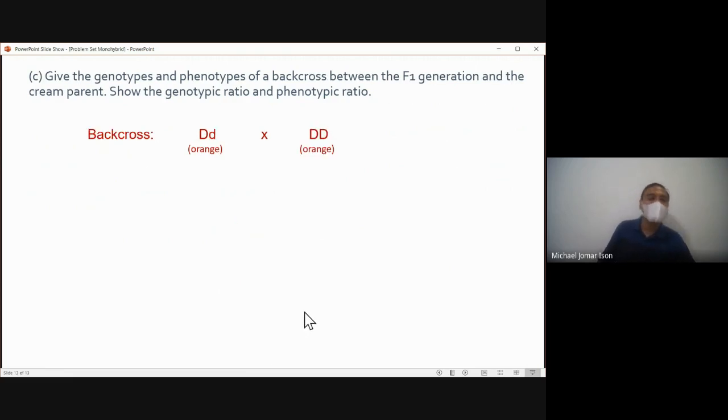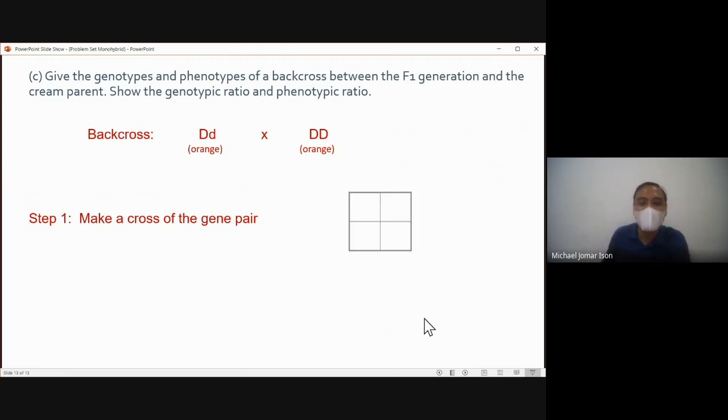Let's now proceed and get the answer. So what kind of children will you get? Again, the first step is to make a cross of the gene pair, and you can make use of the Punnett square. You will need to separate the alleles of the F1 generation used in the cross, and you will get a big D and a small d. And then you will need to separate the alleles of the parent that was used in the back cross. You have a big D and a big D. Combining them together, you will now have a big D big D, a big D big D, a big D small d, and also a big D small d.